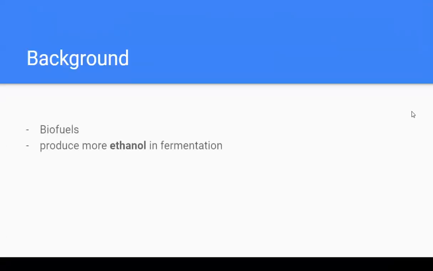So we are starting off with the overview. For the background, nowadays petroleum is used in many different places in the world, and so we are also getting increased interest in sustainable production, which is biofuels. For biofuels, we were looking at how products produce ethanol in fermentation.